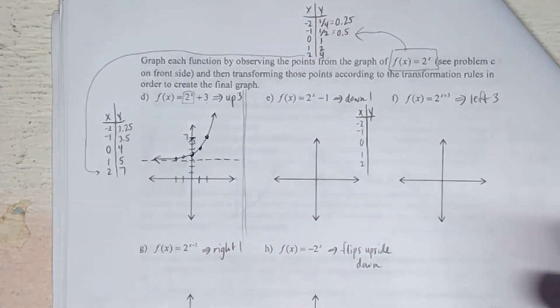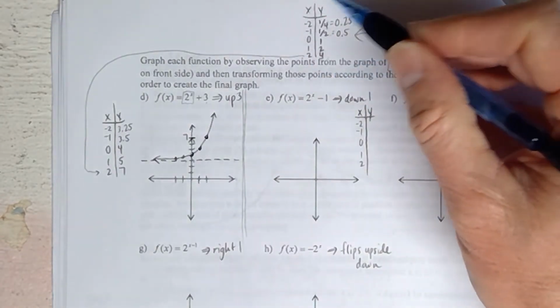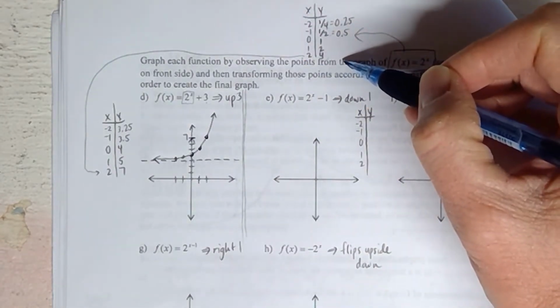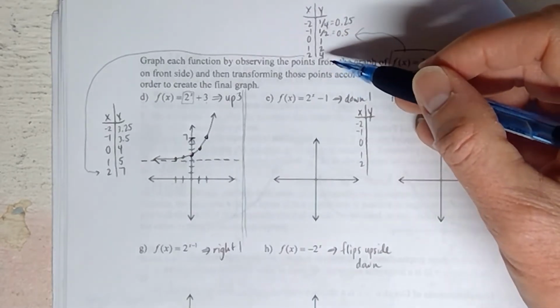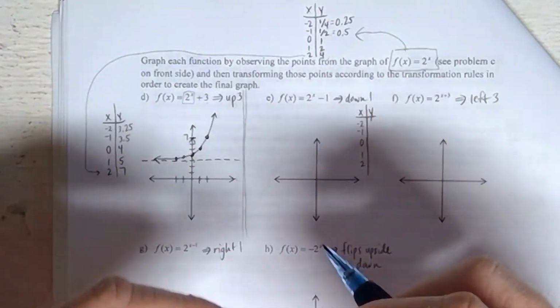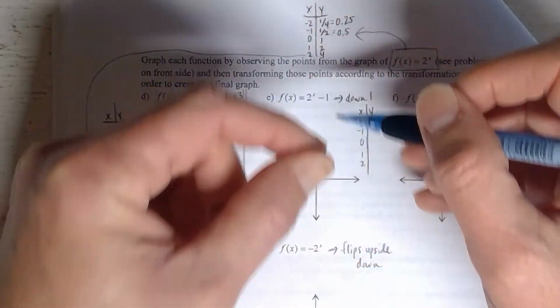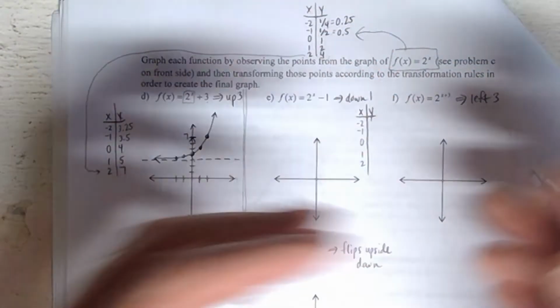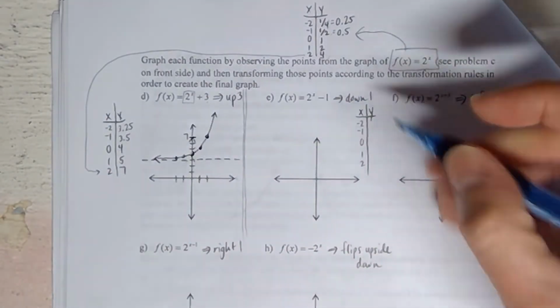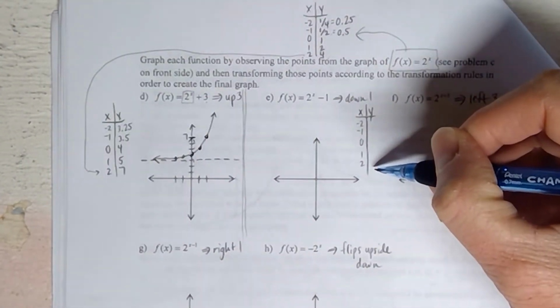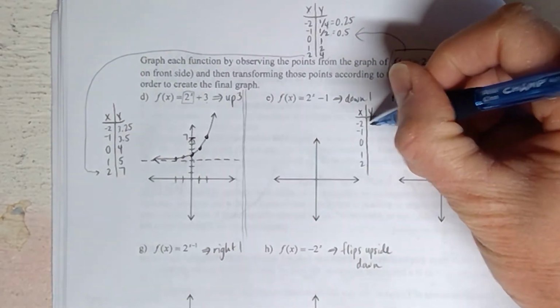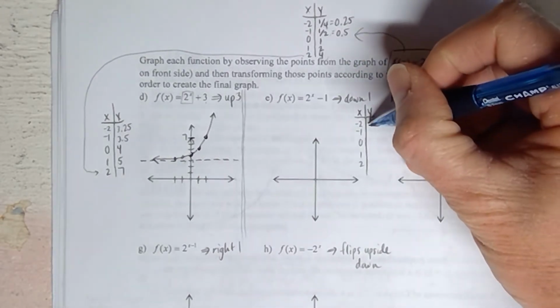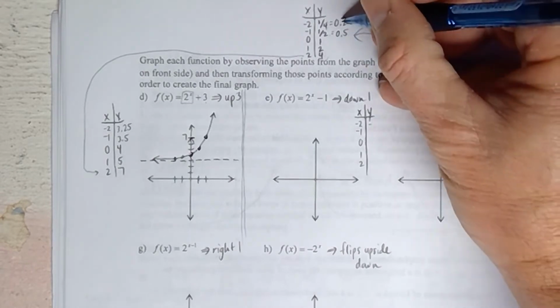But all I care about is, once you graph the original graph on the front, which you did with the 2 to the x, just take those points and physically move them either up 3 or down 1 or left 3 and all that kind of stuff. I don't care if you give me the exact numbers over here. I just do this as an additional check, just to make sure we're in the right place.